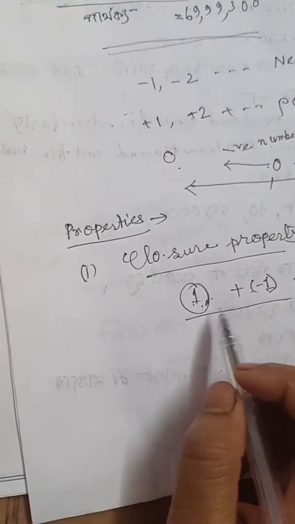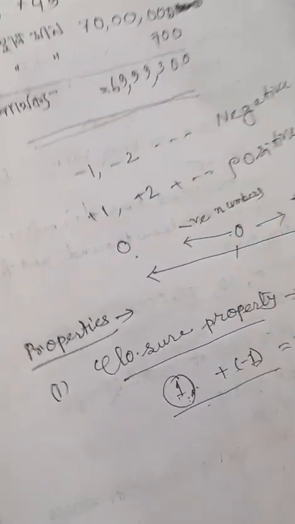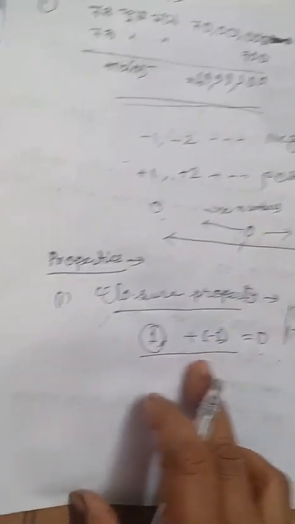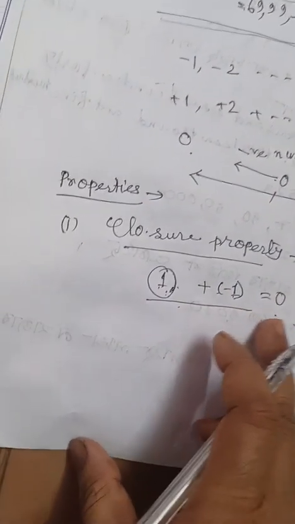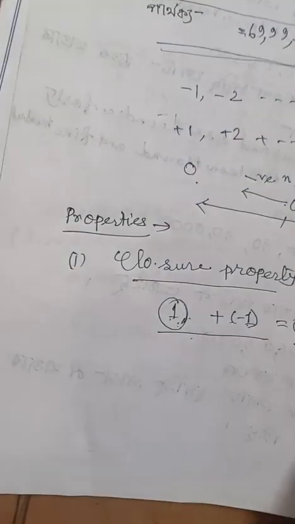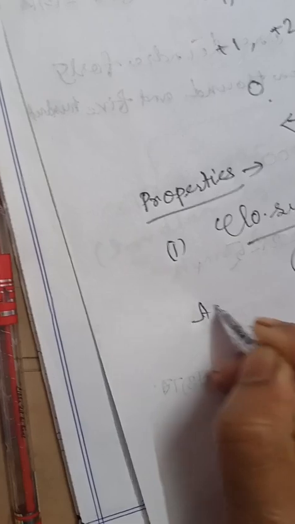So similarly we take different examples like this. Therefore we can say the sum of two integers is an integer. So integers are closed under addition. Then see, it is addition.